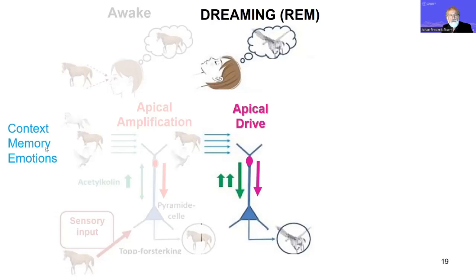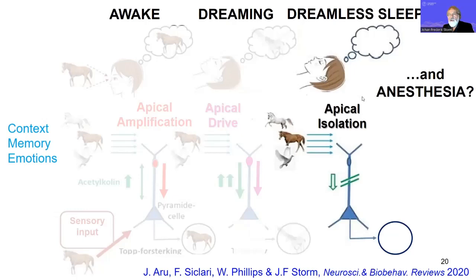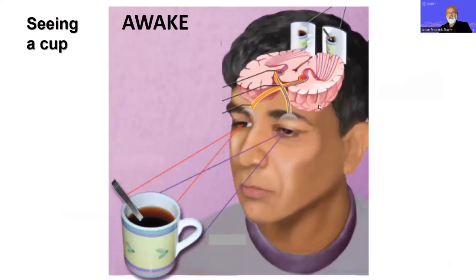And finally, a third state of the cell is what we call apical isolation, when there is evidence that the distal dendrites can be disconnected from the other parts of the cell, and then even internal input will not activate the cell, and that may happen during dreamless sleep and certain forms of anesthesia when you don't have any dreaming. So that's the outline of the idea, but let's go a bit more into detail through this.